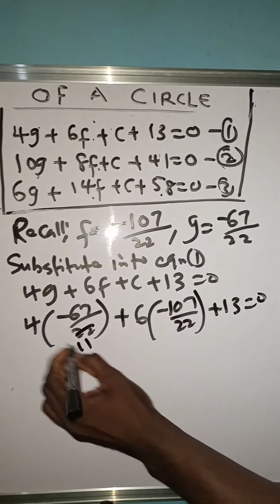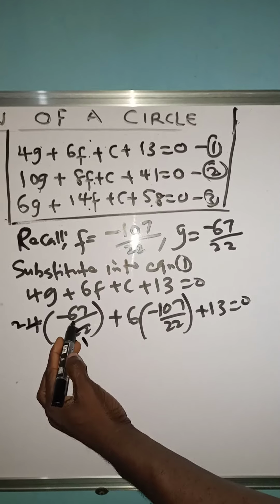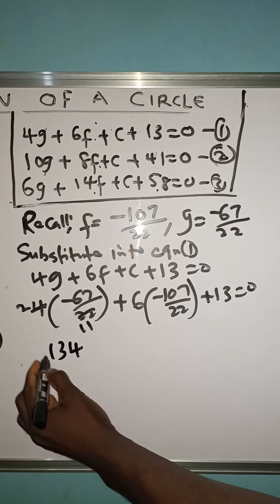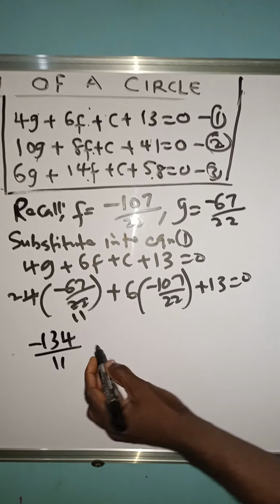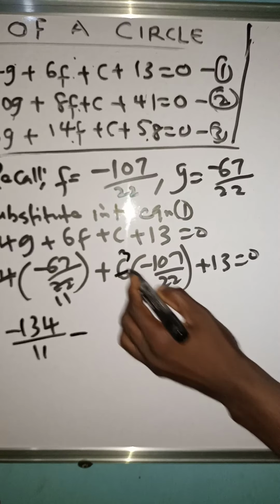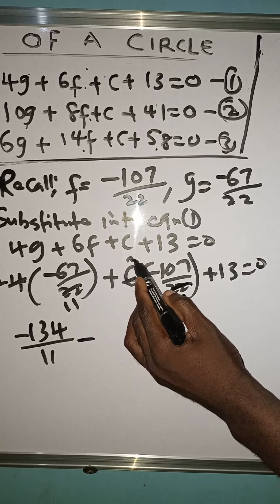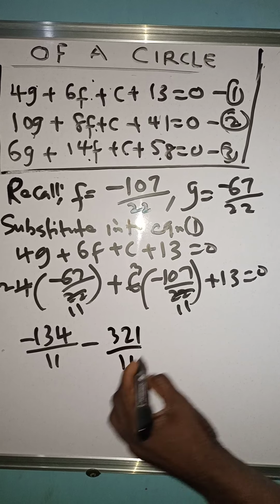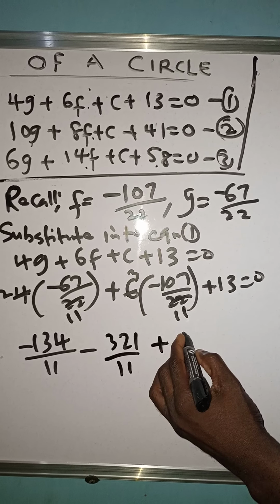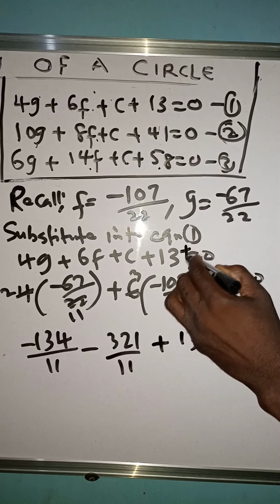So 2 here 11, 2 here is 2. 2 times 7, 14, carry 1. 2 times 6, 12 plus 1, 13. That is minus 134 over 11. This is minus, minus, you overcome plus, you have minus. 2 here 3, 2 here 11. 3 times 7 is 21, 1 carry 2. 3 times 0, 0 plus 2, 2. 3 times 1 is 3. So minus 321 over 11, plus 13. Now we have plus c in the formula.